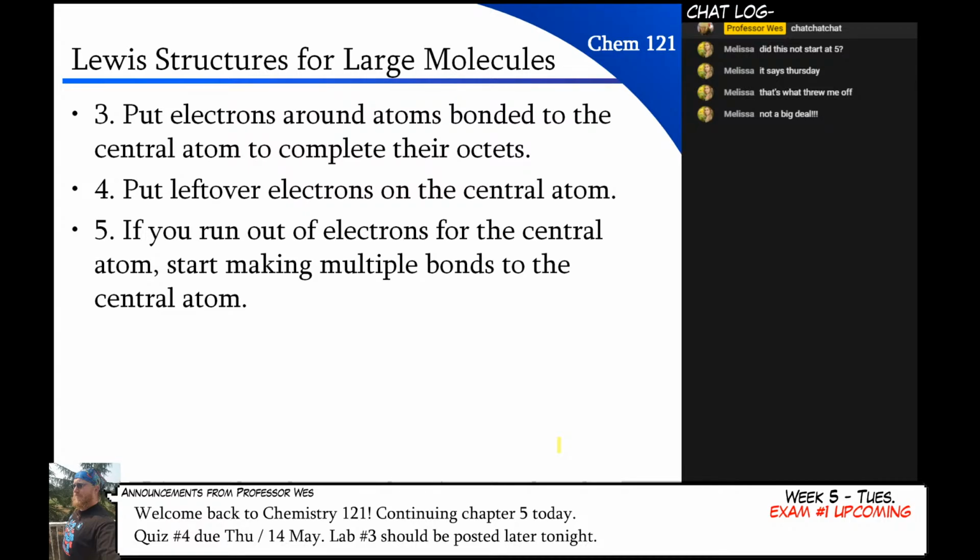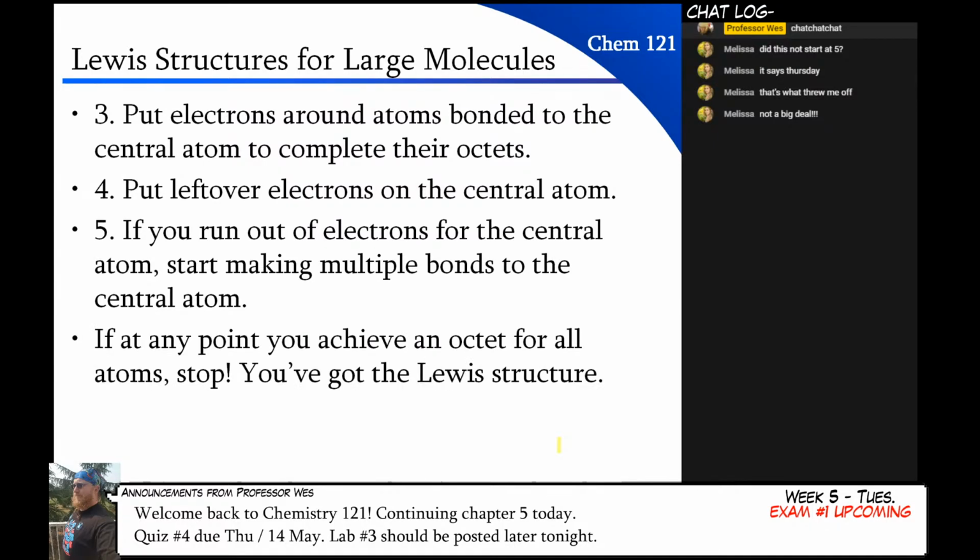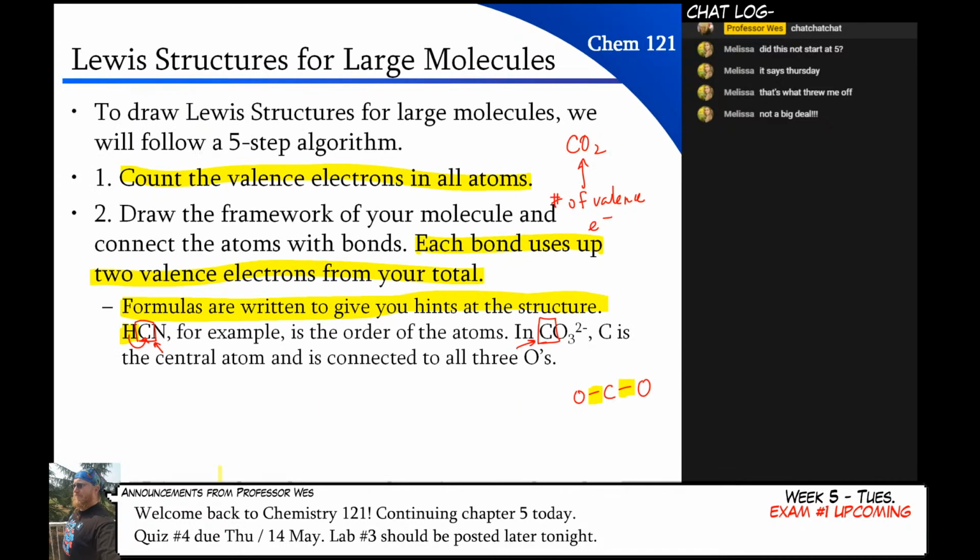Now, because in the practice of drawing Lewis structures we want everything to have an octet, if at any point during these 5 steps you get an octet for all atoms, stop immediately and don't do the remaining steps. You're done. Okay? That could happen as early as step 3. Or even, I guess in certain molecules, it could be step 2. So now we're going to do CO2, and then we'll do a few other molecules for practice. So I'm going to put the steps back on the screen here.